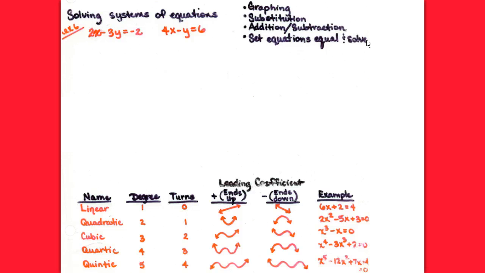When you're looking for the solution to a system, you're looking for the ordered pair that would make both of the equations true, as opposed to just the solution for one equation where it only has to work in that one. So I'm looking for the ordered pair that I could put in for x, y here and in for x, y here that would make both of those equations true.